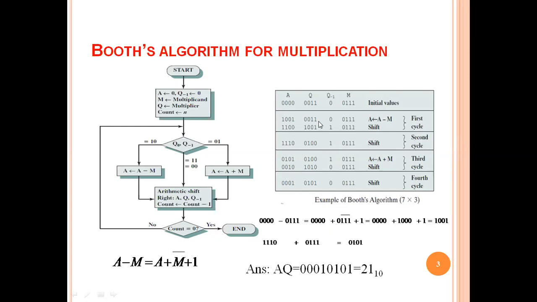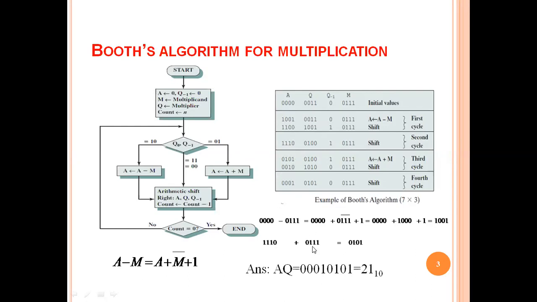Then again we have to check Q0 and Q minus 1 here. Clear? So that is 0, 1. Which condition is satisfied? 0, 1 means A is equal to A plus M. So what is the A now? This is A, 1, 1, 1, 0. I have written here 1, 1, 1, 0.